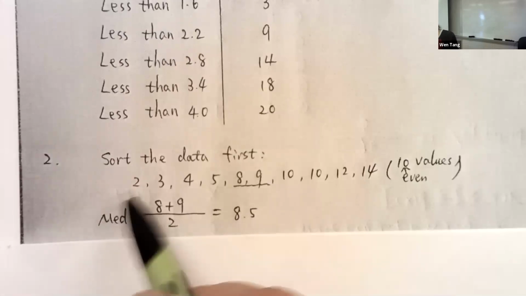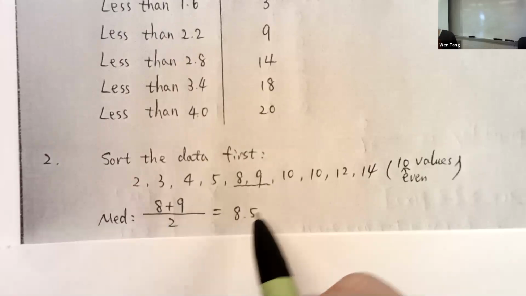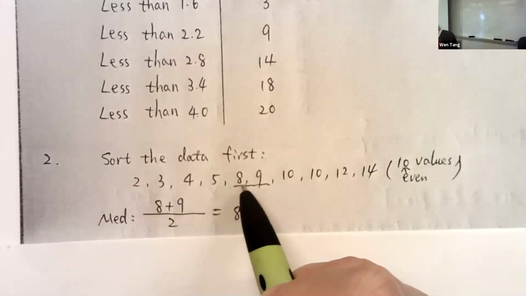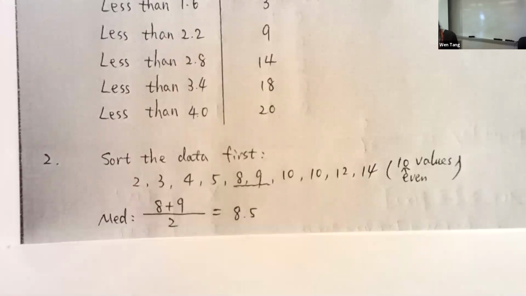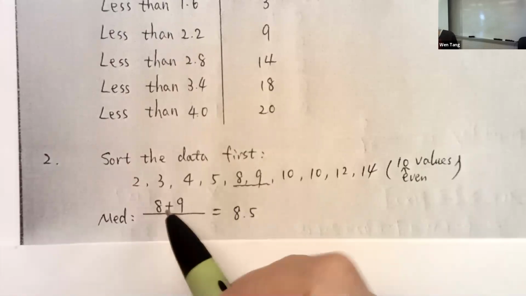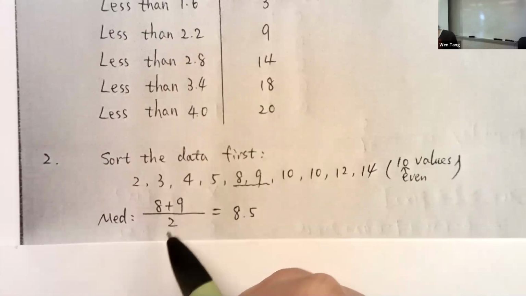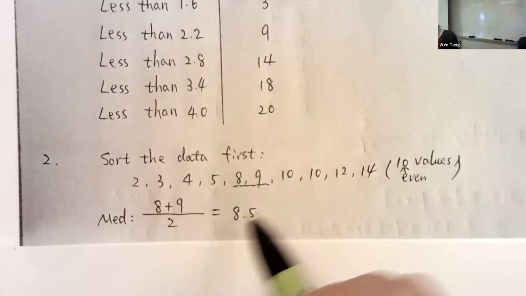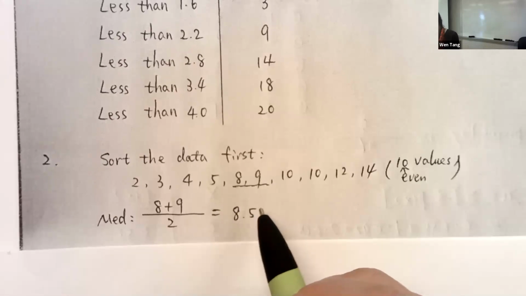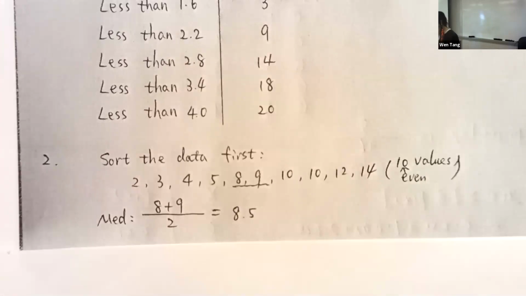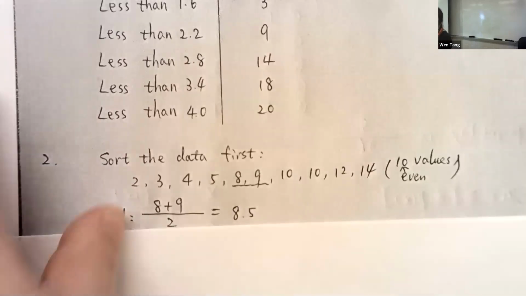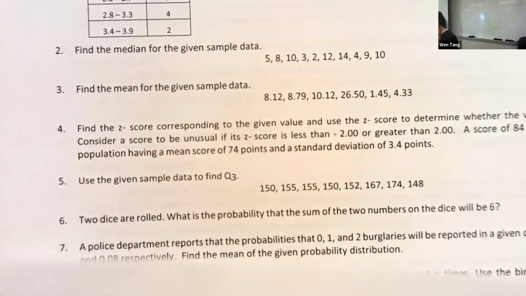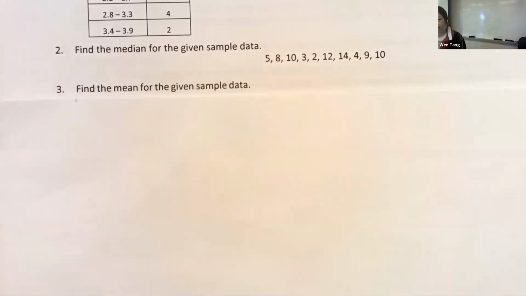After we check our sorted data, we find these two values right in the middle, right? So we only need to find the mean of these two values. We add them up and divide by 2. So for this question, 8.5 is the median. If you want to find the median, you need to sort your data first and find which one value or which two values are right in the middle.